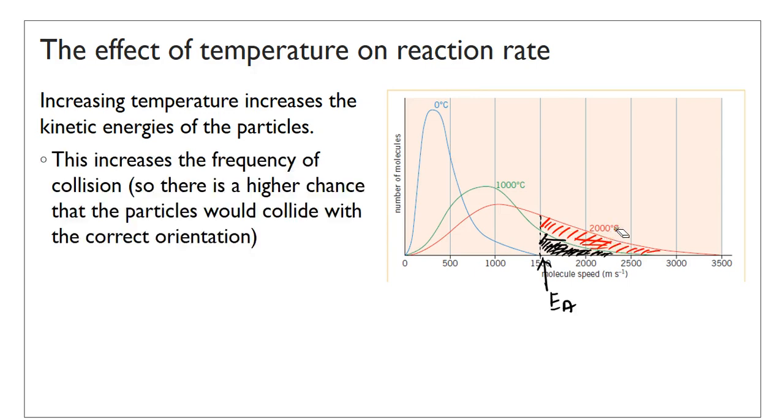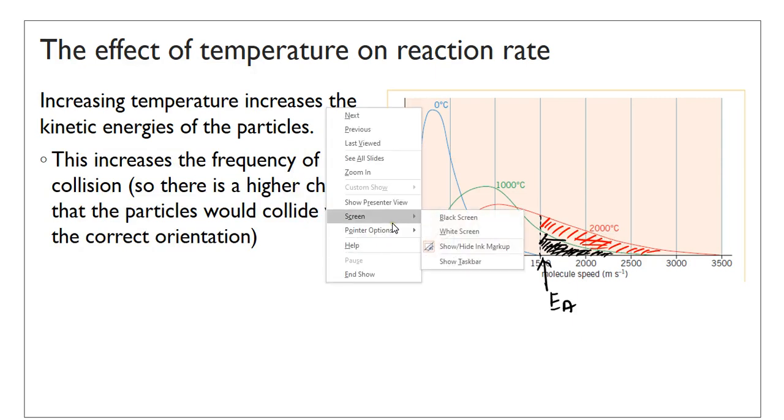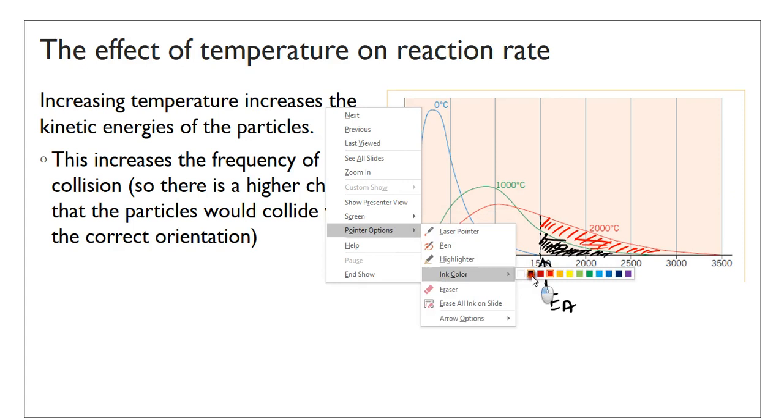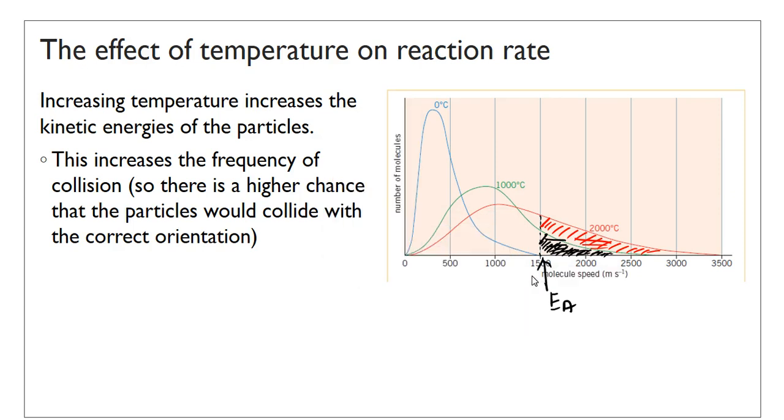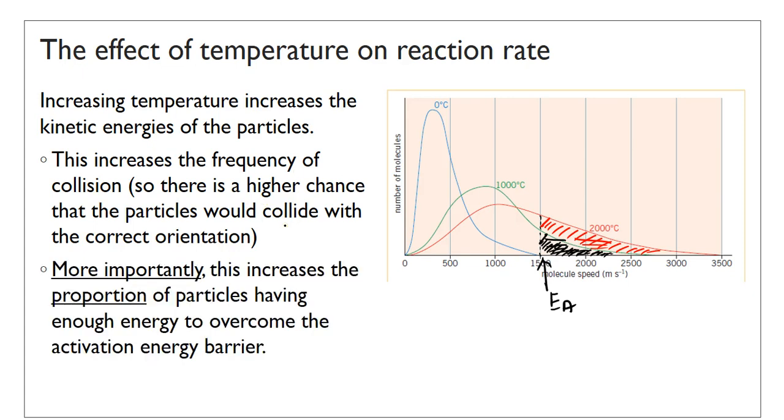Okay, so if you need to explain the effect of temperature on reaction rate, this is just a recap of last lesson. Obviously, increasing temperature would increase the frequency of collision because the particles are moving faster. So temperature is interesting because it affects both the frequency of collision as well as the energy. It increases the frequency of collision, so there is a higher chance that the particles would collide with correct orientation. However, more importantly, it would increase, and the key word to use here is proportion, so it will increase the proportion of particles.